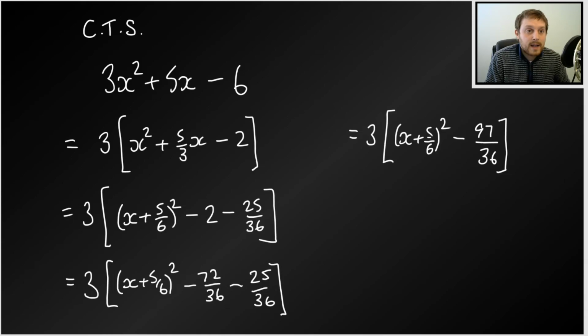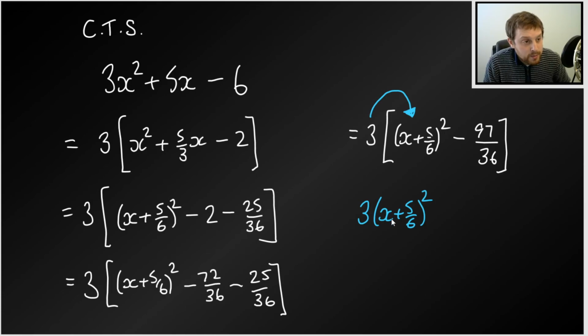And now I can times back out by the 3. When the 3 times this thing, you get 3 lots of that thing. And you leave it like that. The reason you leave it like this is you cannot now bring the 3 into this bracket, because then what you've really got is 9, not 3, because you'd be squaring that 3, but you shouldn't. The 3 is not being squared. So you just leave it like this.